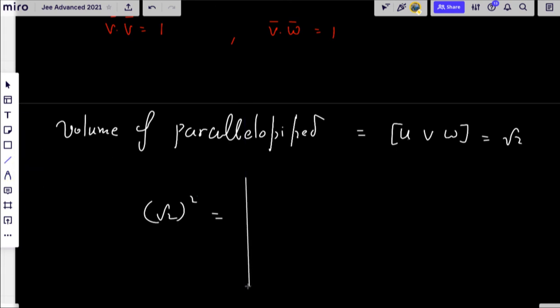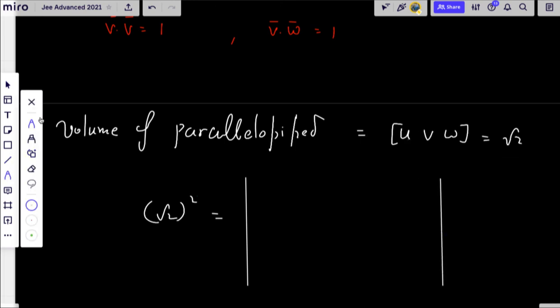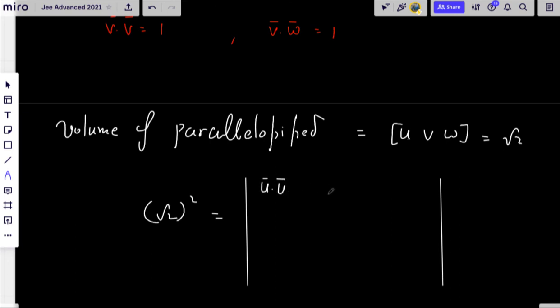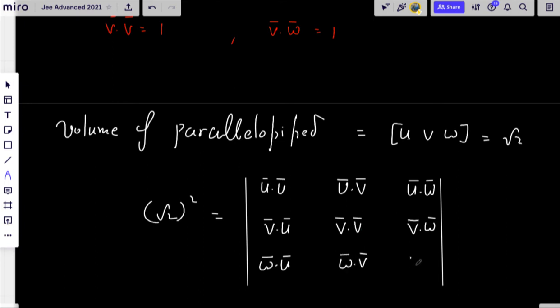In the form of a determinant, we write like this: u dot u, u dot v, u dot w in the first row; v dot u, v dot v, v dot w in the second row; and w dot u, w dot v, w dot w in the third row.